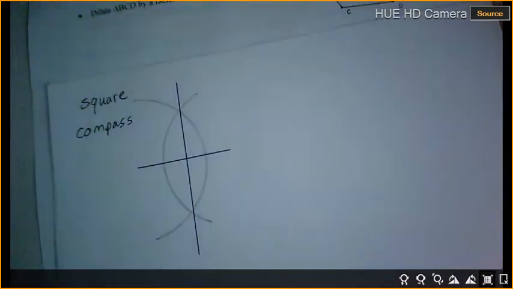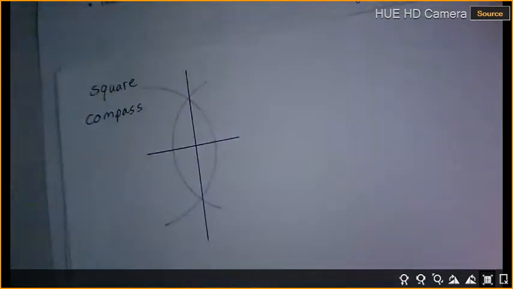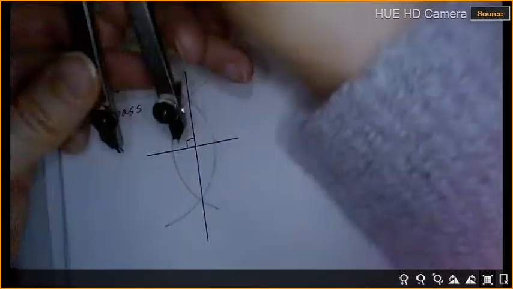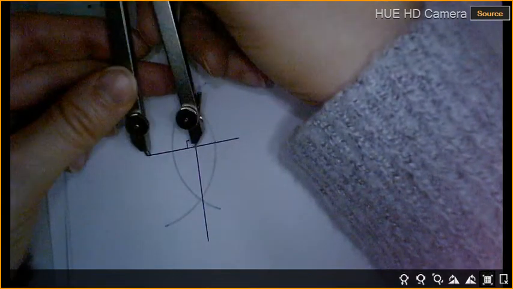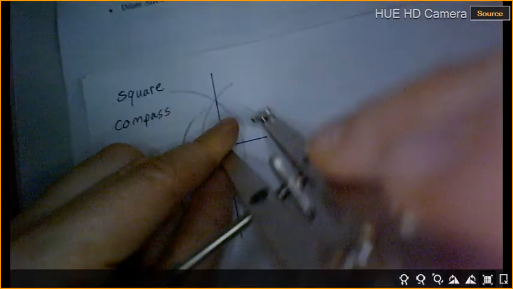Okay? Now we have perpendicular lines. What we need is to make sure all of them are the same length. In order to do this, I am going to put the pointy end of my compass in the center, make sure that the pencil end hits the line, and then make a circle all the way around.